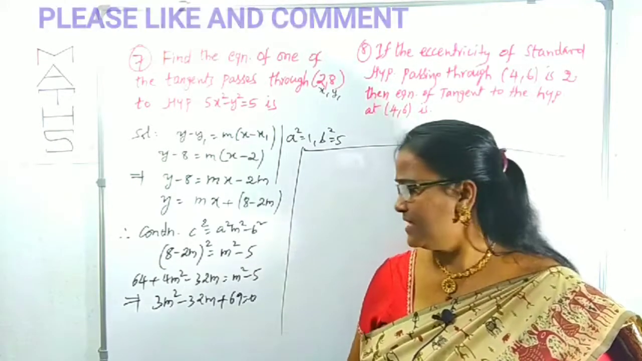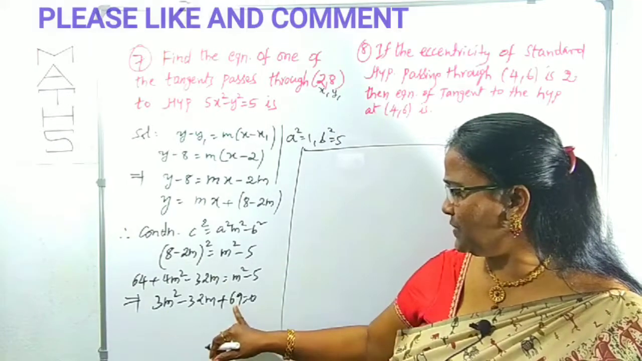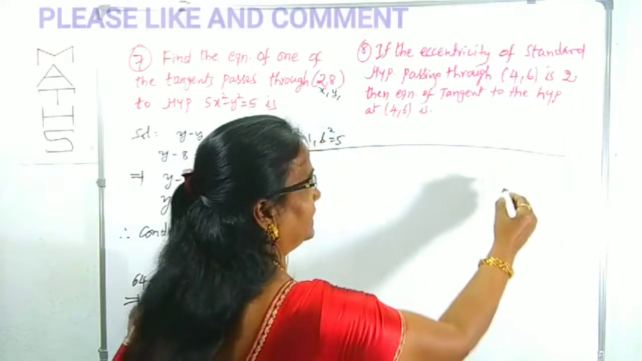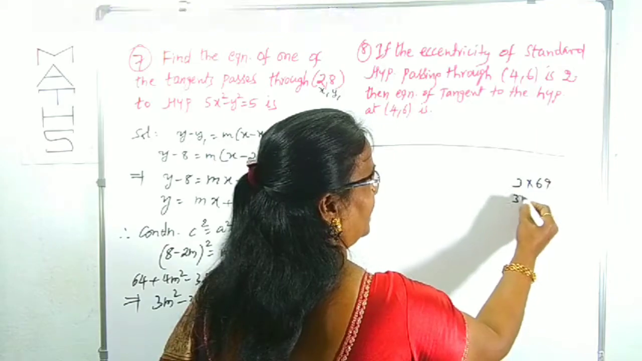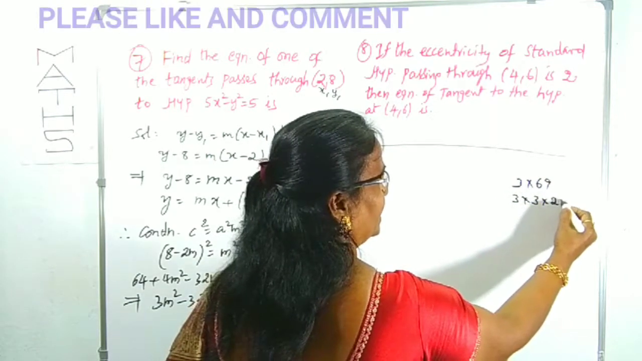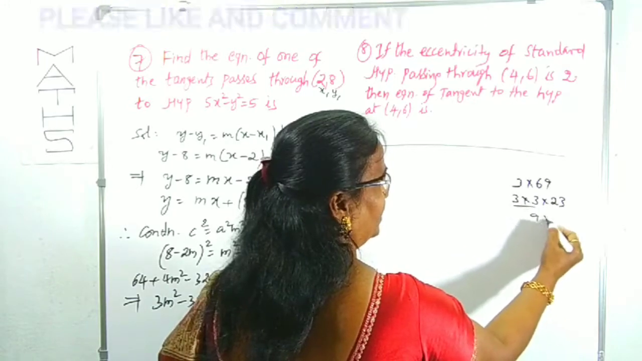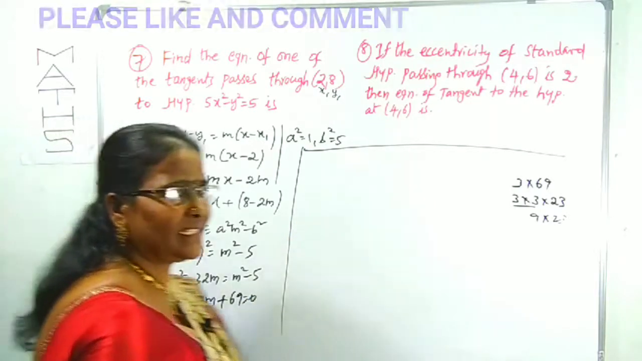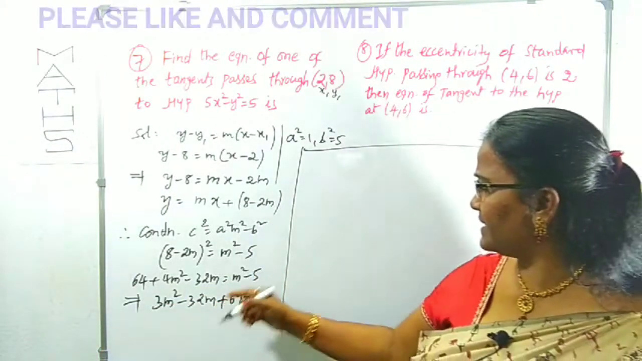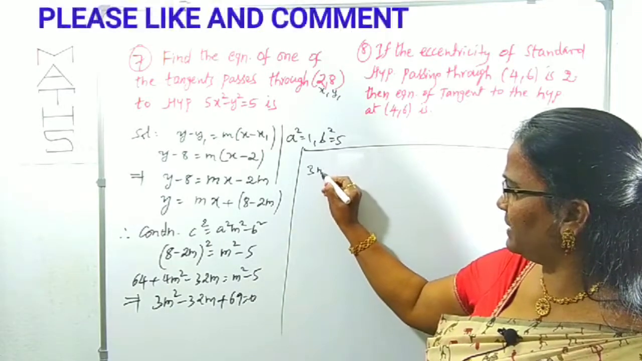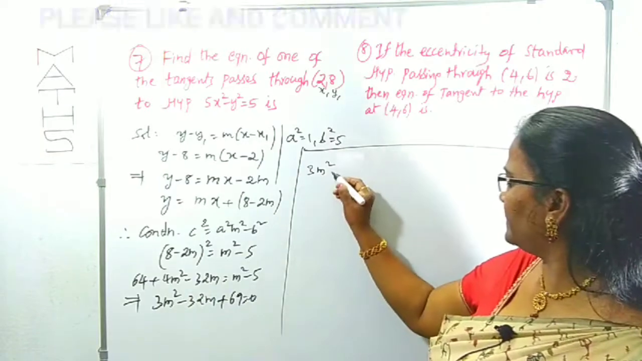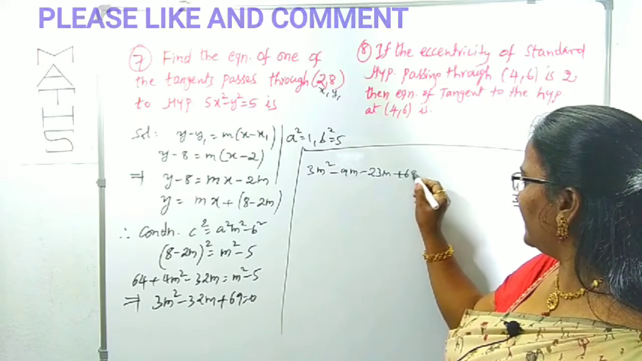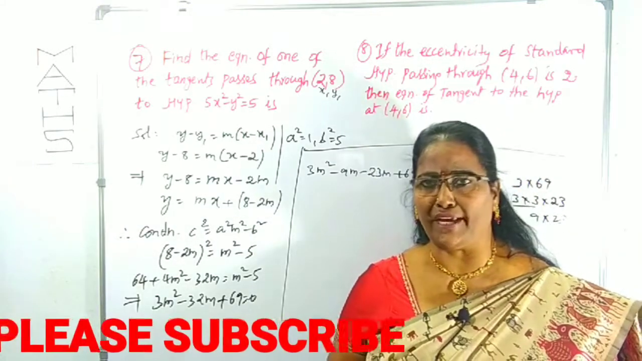We can factorize it. For the factorization, we observe 3 into 69. We can write 3 into 69 as 9 into 23, and 23 plus 9 is 32. So we can split the middle term like this: 3m square minus 9m minus 23m plus 69 equals 0. You have to know the factorization of quadratic equations.